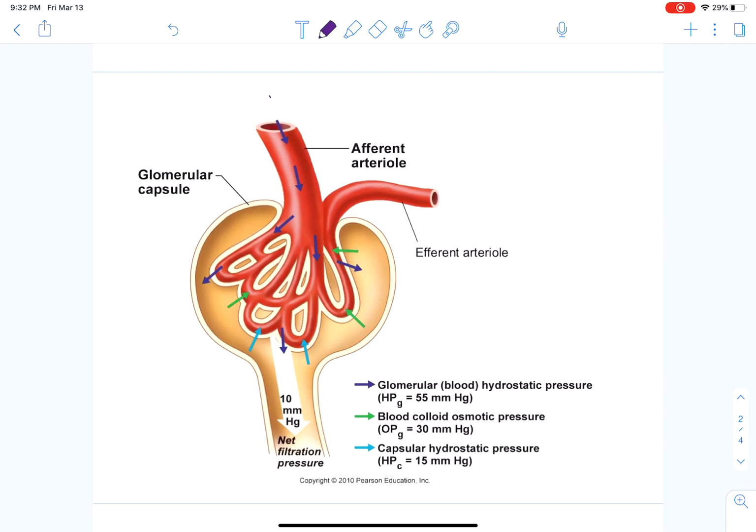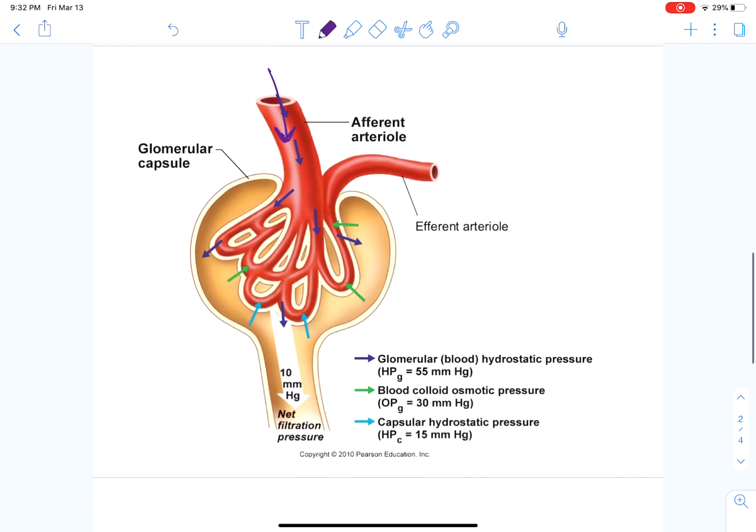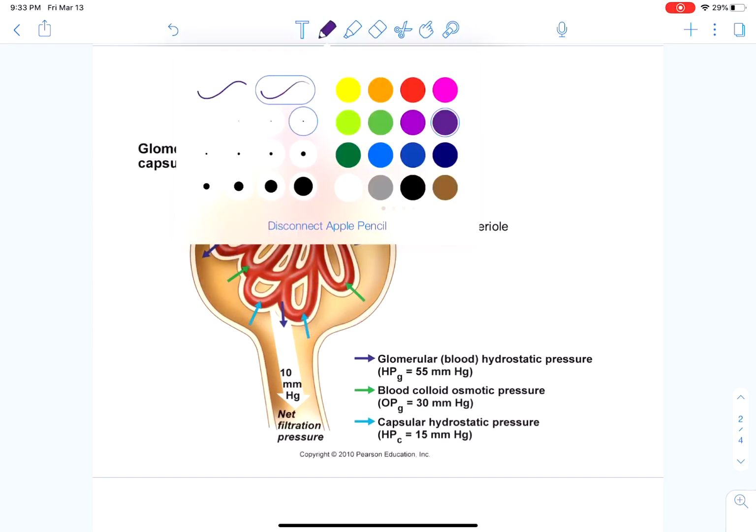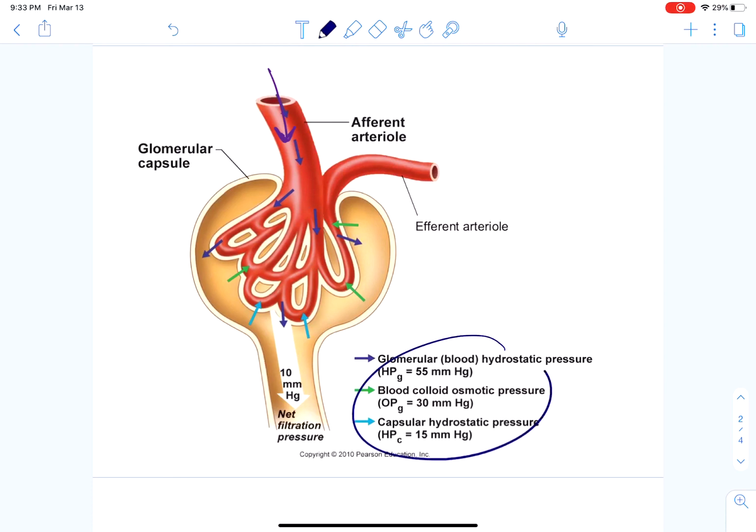Well, here's the afferent arteriole, and basically what this is showing is this is the glomerulus here, this is the glomerular capsule, and this is just showing all of the different pressures that are going on here that cause the formation of filtrate. So we have fluid leaking out of there and forming filtrate. The reason that's happening is because we have 10 millimeters more pressure in these capillaries than in the glomerular capsule here. So just 10 millimeters of positive pressure allows that fluid to leave the capillaries and form filtrate.